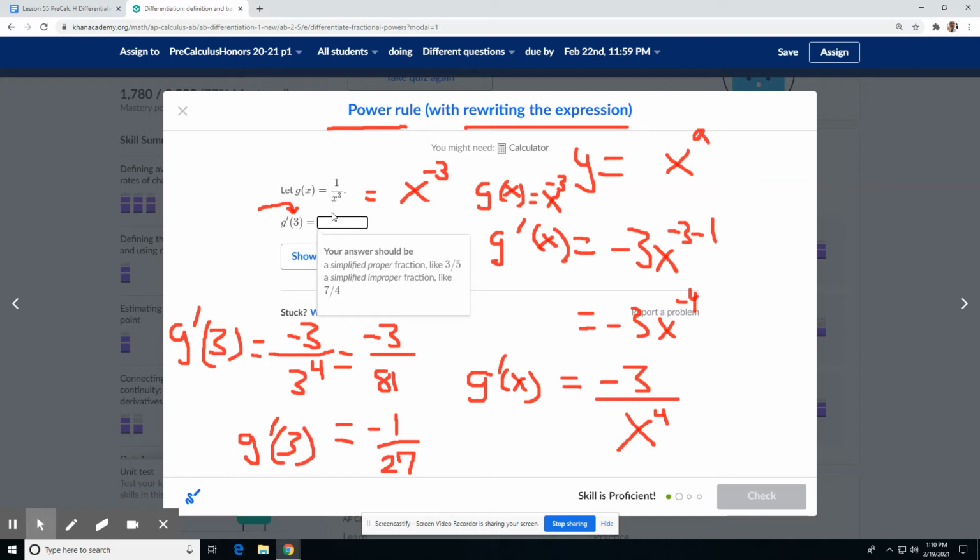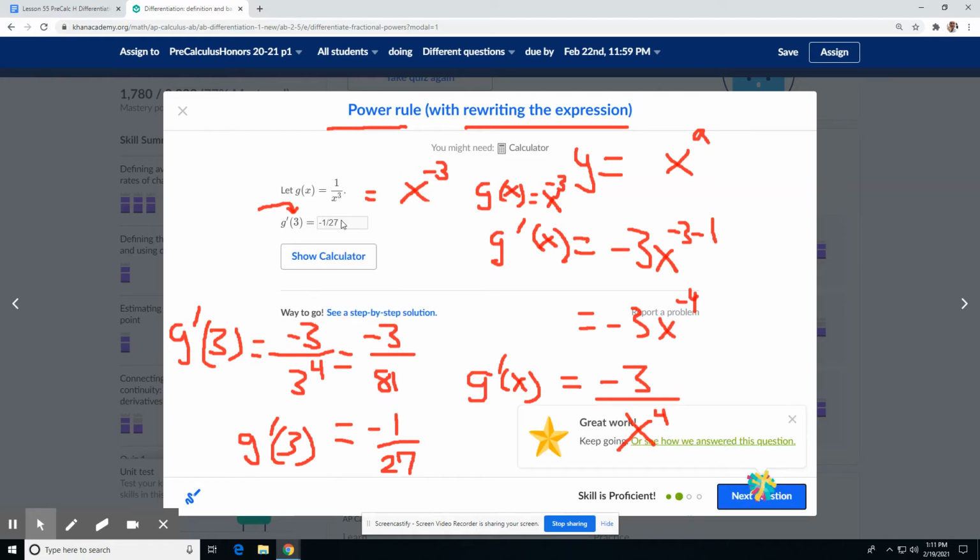Yes, okay, thank you. A simplified proper fraction like 3/5. So what they're saying here is that in math, it's really important that we don't want mixed numbers. Improper fractions are okay, mixed numbers are not okay. So yes, fine. -1 divided by 27. Great work.